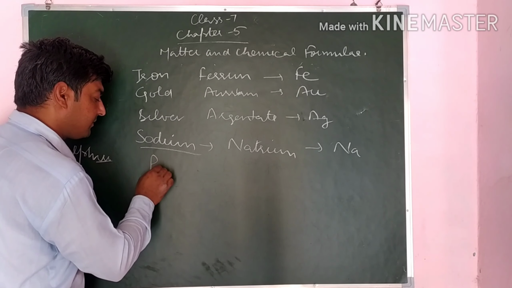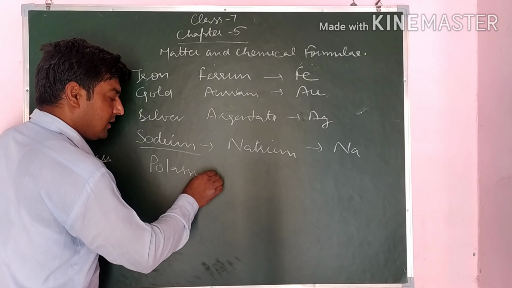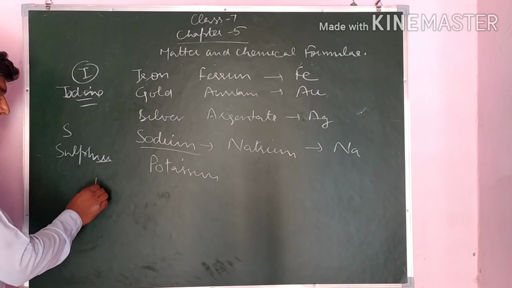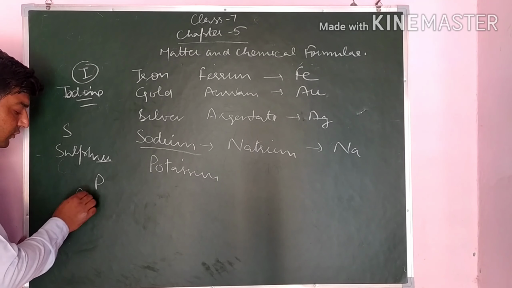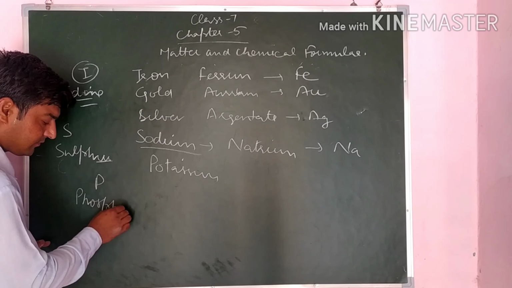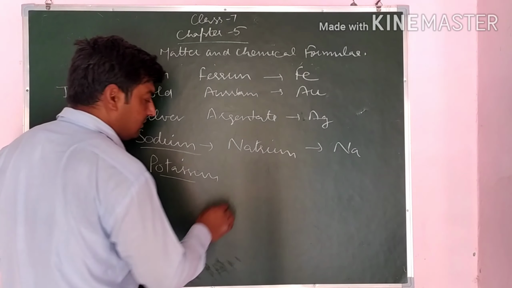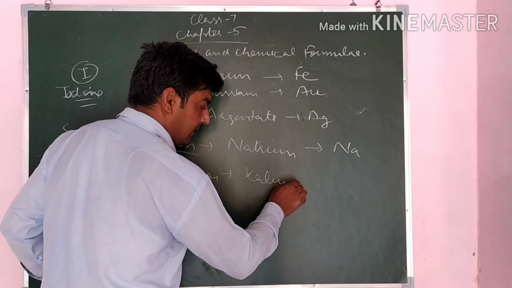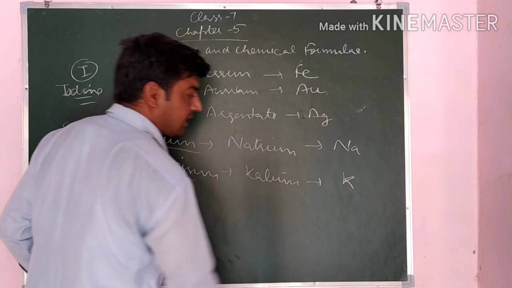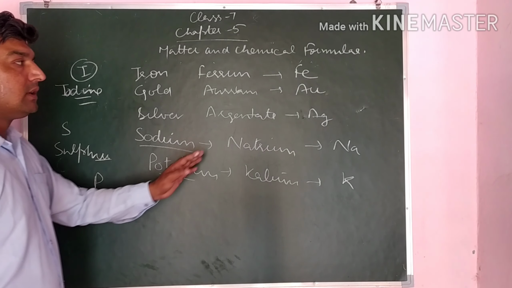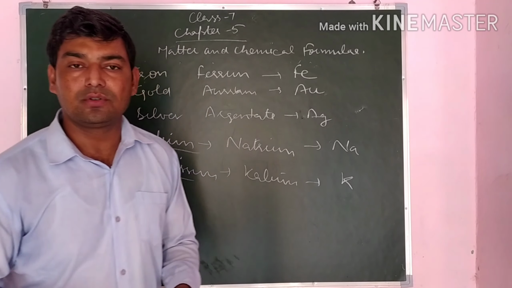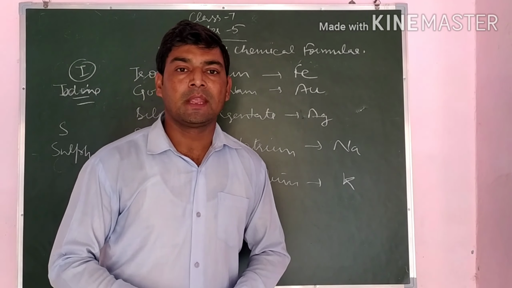Similarly, potassium. The symbol of potassium is not P, because P is the symbol of phosphorus. Its Latin name is kalium, so its symbol is K. So students, the symbols of some elements are derived from their Latin names. Don't confuse between these names.